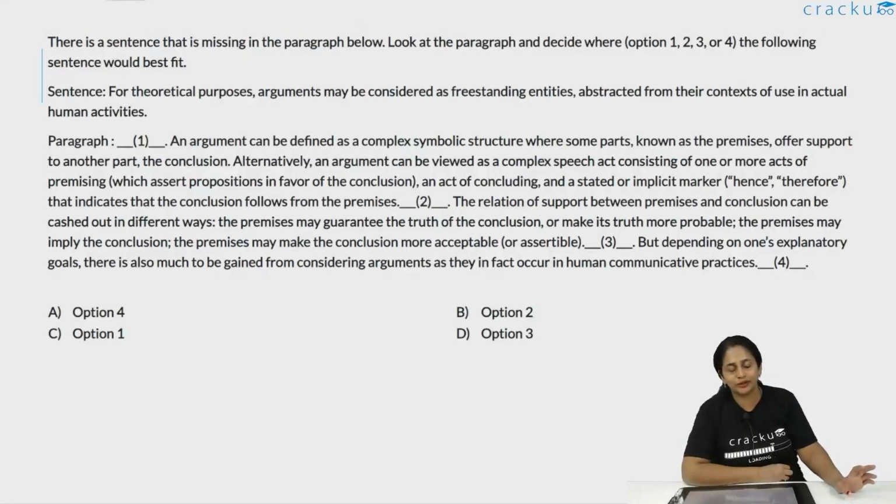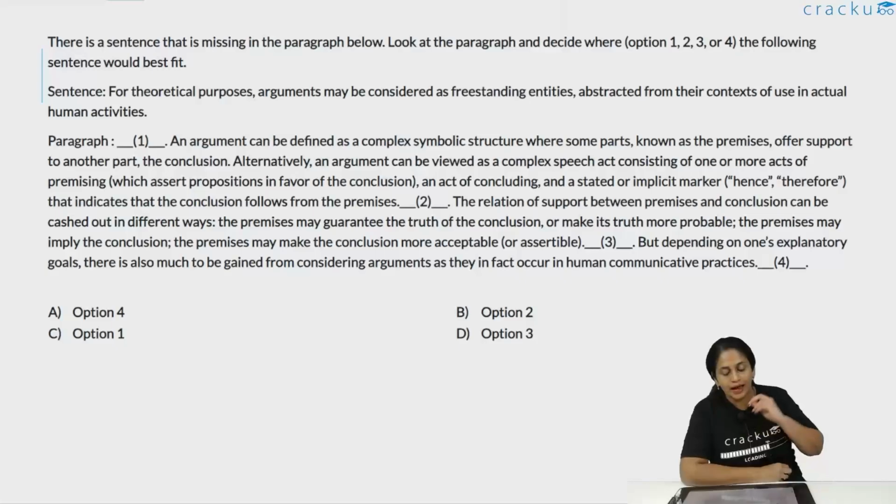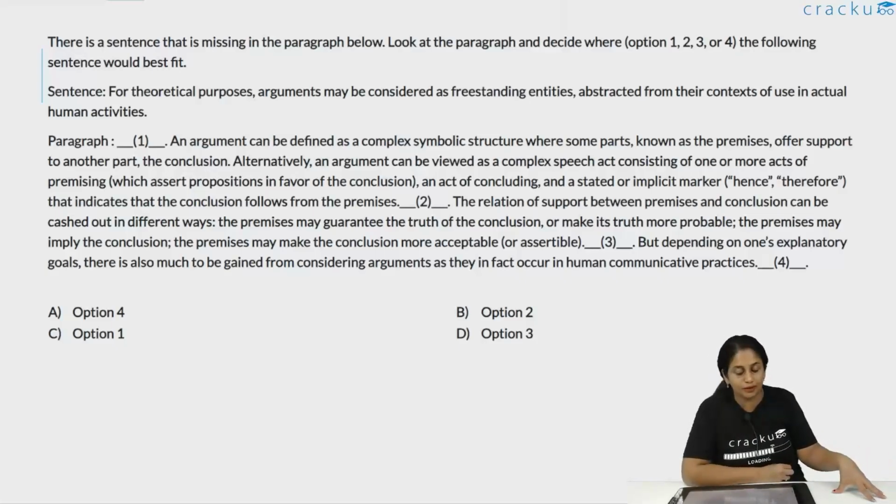In this para insertion question, the sentence that is given to us is, "For theoretical purposes, arguments may be considered as freestanding entities abstracted from their context of use in actual human activities." The actual paragraph is, an argument can be defined as a complex symbolic structure where some parts, known as the premises, offer support to another part, the conclusion. Alternatively, an argument can be viewed as a complex speech act consisting of one or more acts of premising, which assert propositions in favor of the conclusion, an act of concluding, and a stated or implicit marker, hence, therefore, that indicates that the conclusion follows from the premises.